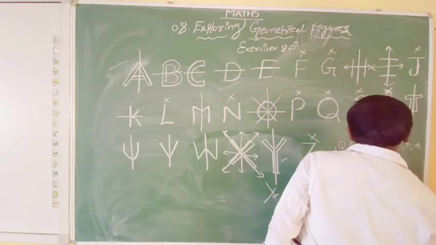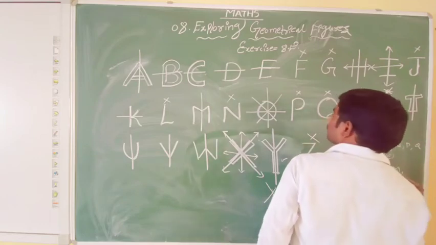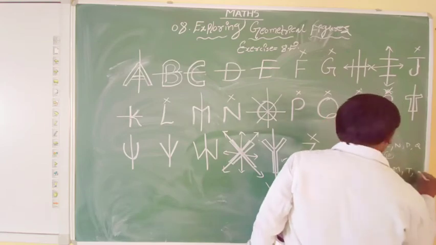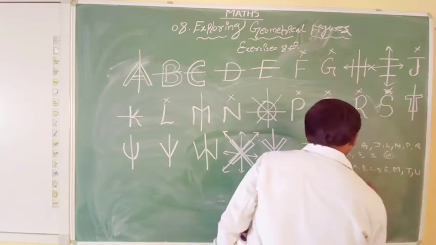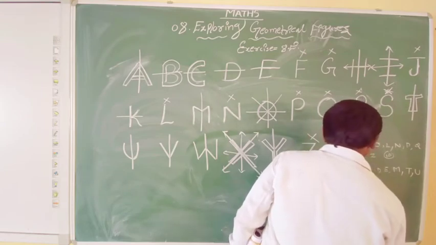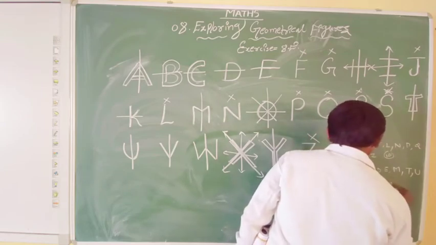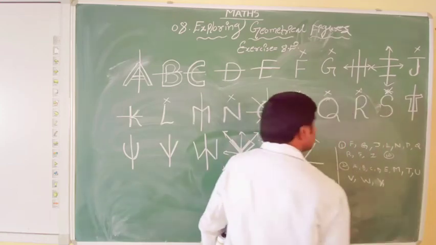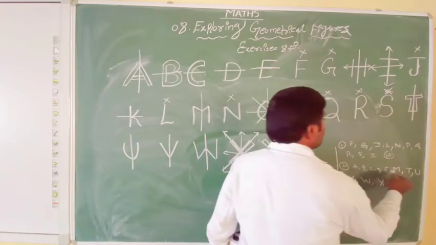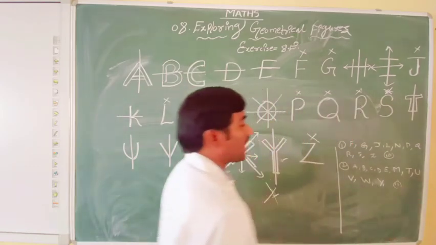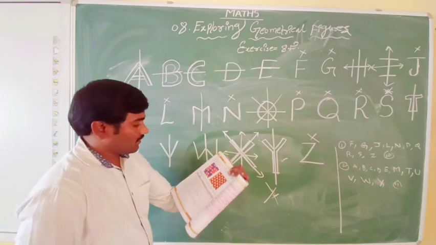M has one axis of symmetry, and T has one axis of symmetry. U, V, W, X, Y. Okay, 1, 2, 3, 4, 5, 6, 7, 8, 9, 10, 11. There are 11 letters which have one axis of symmetry.